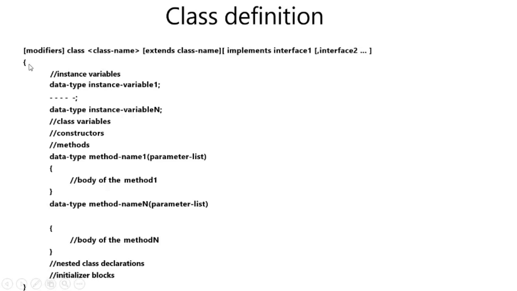Then in curly brackets, what can you give? You can give the instance variables, class variables, constructors, methods. Then in methods, declare the method, then write down the body part of the method, then nested class declarations and initializer block. So you can write these contents in the class.